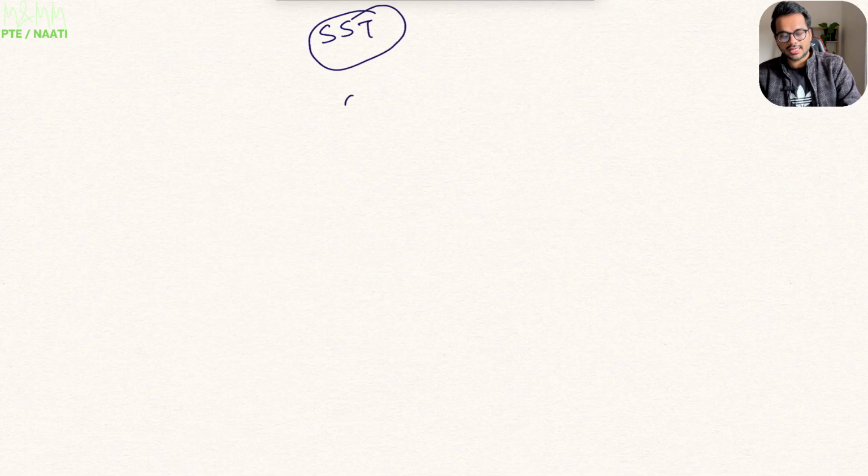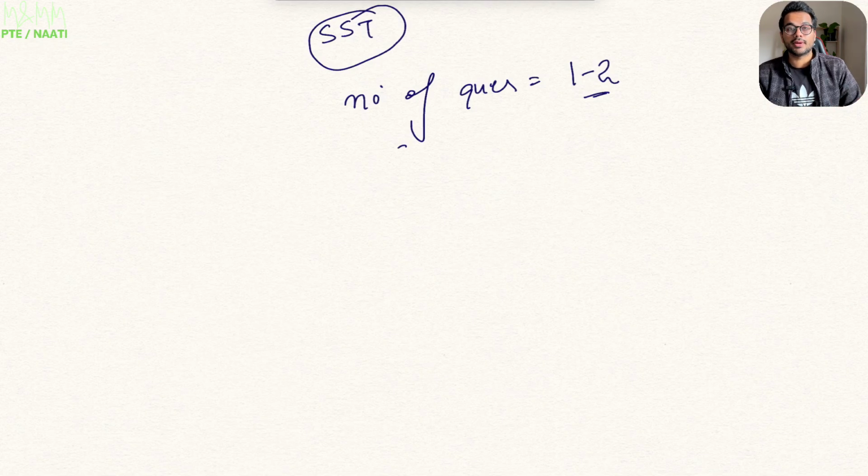Let's start with this one. Now, first thing first for Summarize Spoken Text, and that's number of questions. So for this topic, you get either one question or two questions as the absolute maximum.